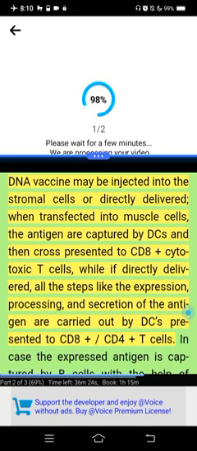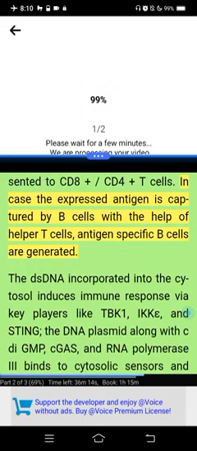DNA vaccine may be injected into the stromal cells or directly delivered. When transfected into muscle cells, the antigen is captured by DCs and then cross-presented to CD8 plus cytotoxic T cells. While if directly delivered, all the steps like the expression, processing, and secretion of the antigen are carried out by DCs presented to CD8 plus and CD4 plus T cells. In case the expressed antigen is captured by B cells with the help of helper T cells, antigen-specific B cells are generated.